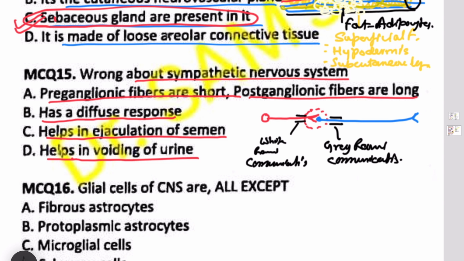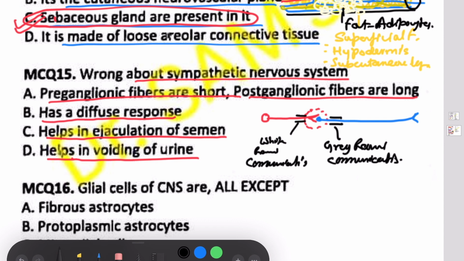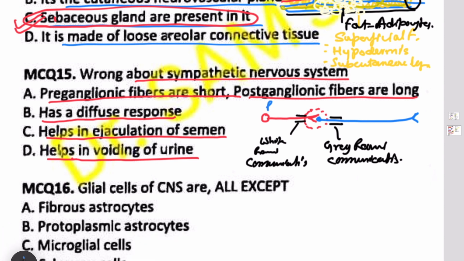The preganglionic fibers use the white rami because they are myelinated, and the postganglionic fibers are mostly unmyelinated in the sympathetic nervous system. This is the preganglionic sympathetic fiber, and this is the postganglionic fiber in sympathetic outflow. So preganglionic fibers are short, and they are present only from T1 to L2 spinal segments. And postganglionic fibers are long, you know that.